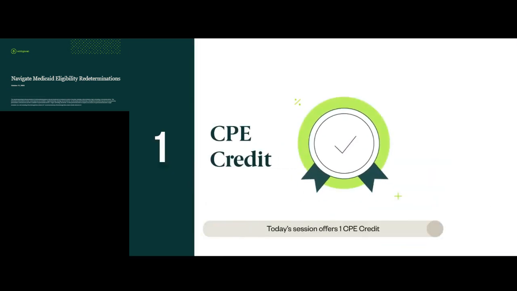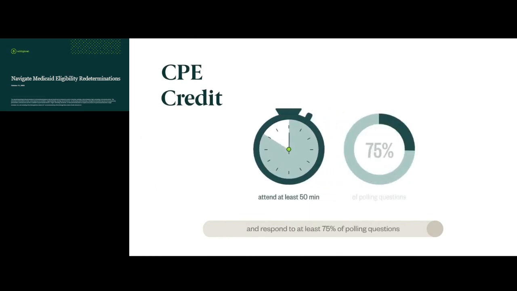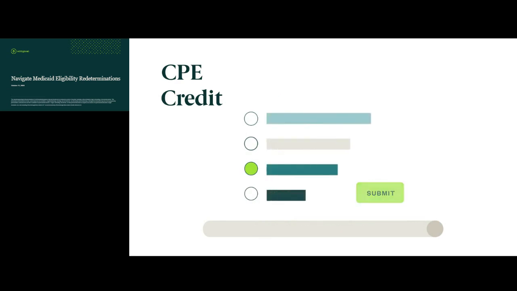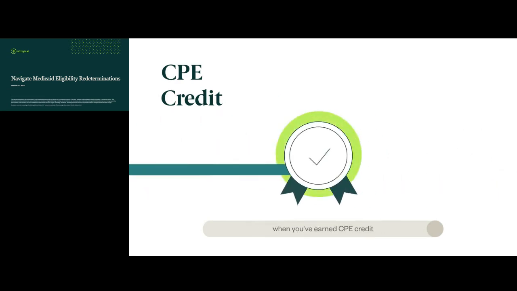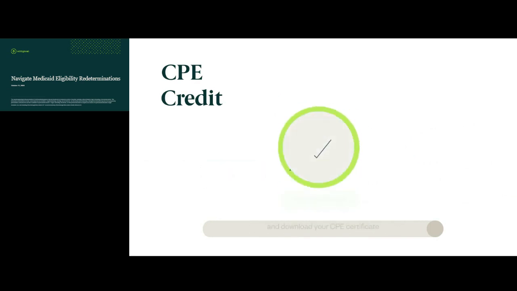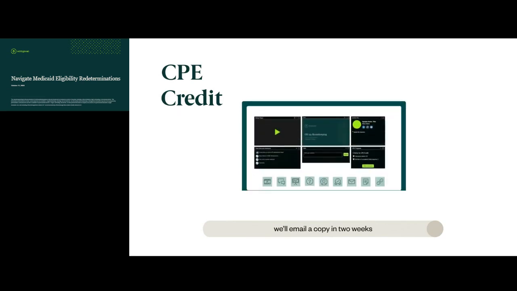If you experience technical difficulty, refresh your browser by hitting the F5 key. Today's session offers one CPE credit. To receive credit, you must meet the National Association of State Boards of Accountancy requirements. You must attend at least 50 minutes of the session and respond to at least 75% of polling questions. To participate in the polls, please check the button next to your answer within the slide window and click submit. We'll track your progress and alert you when you've earned CPE credit. You can then click the certificate icon in the CPE progress widget and download your CPE certificate. Don't worry if you can't download your CPE certificate today. We'll email you a copy in 2 weeks.